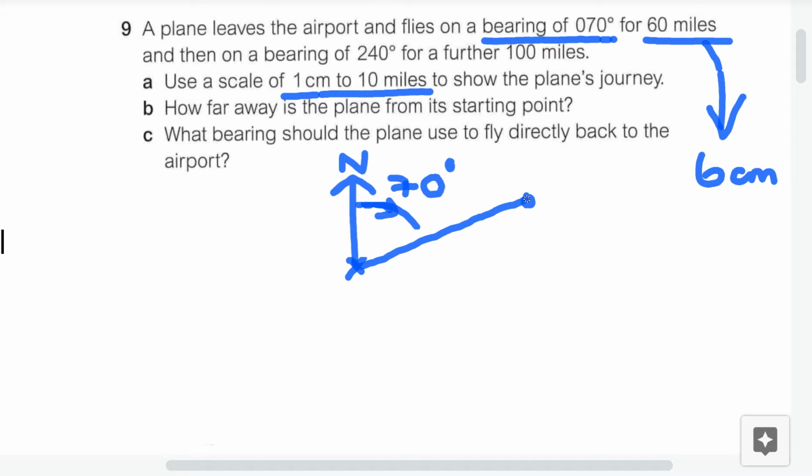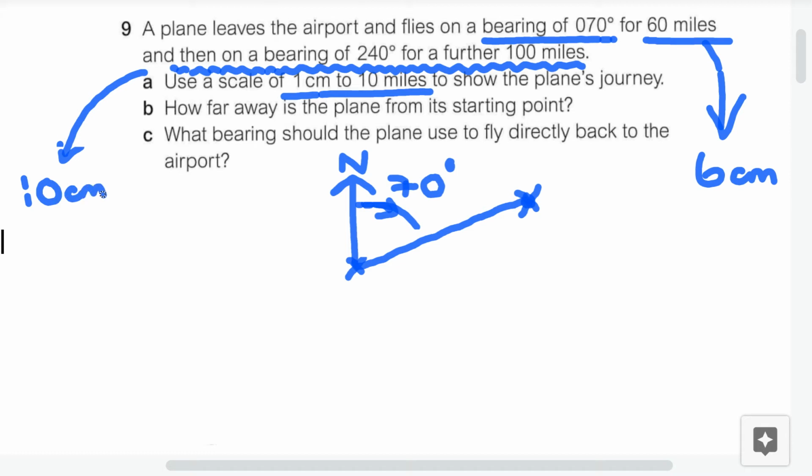Okay, so this is then, after the first leg of the journey, where our aeroplane currently is. We're then told that it's going to go on a bearing of 240 degrees for a further 100 miles. So that 100 miles is going to give us the need for a 10 centimetre line, but this time on an angle of 240 degrees.